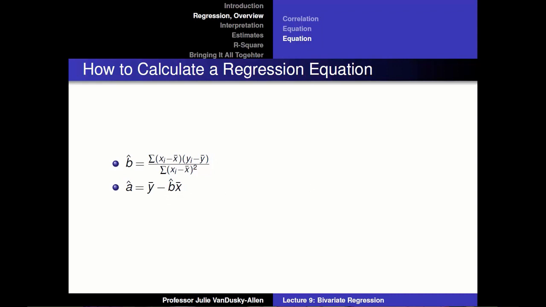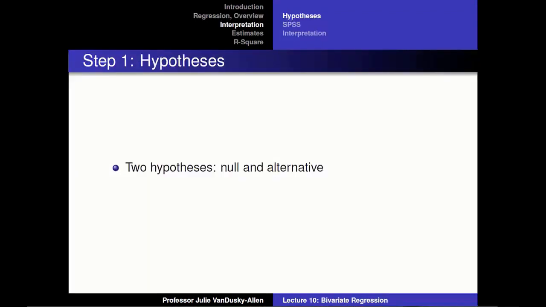Fortunately for you, I'm not going to ask you to calculate b hat and a hat in this course. I will cover that material in Political Science 398. Instead, I'm going to show you how to run and interpret a regression analysis in SPSS. For this course, we will let SPSS calculate our regression equation for us. The first step in running a regression analysis in SPSS is writing null and alternative hypotheses.